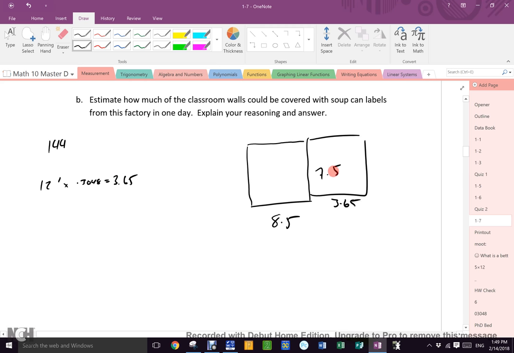So what do I have to do with 7.5 and 3.65? This is one of the walls. It's flat. It's the net. So what do I do with these two?